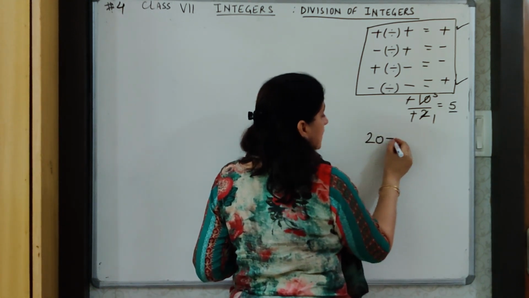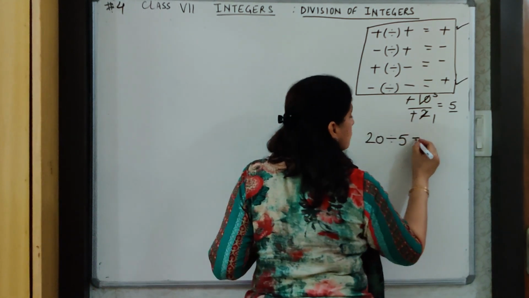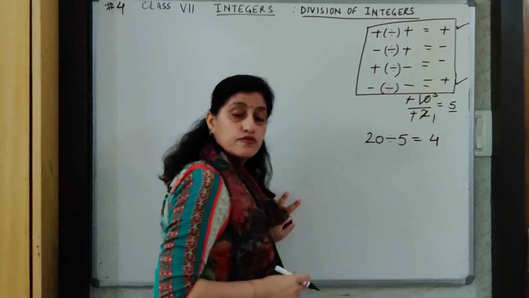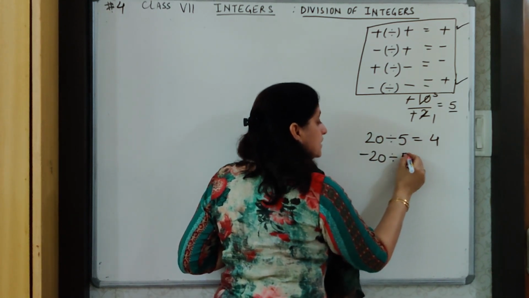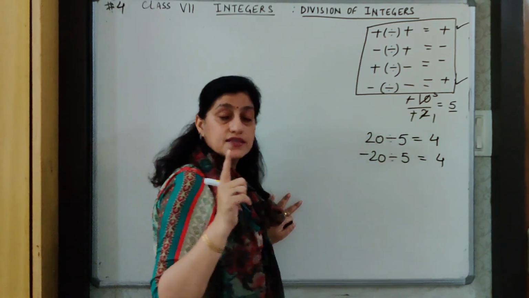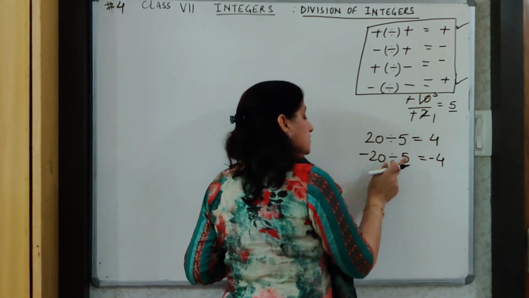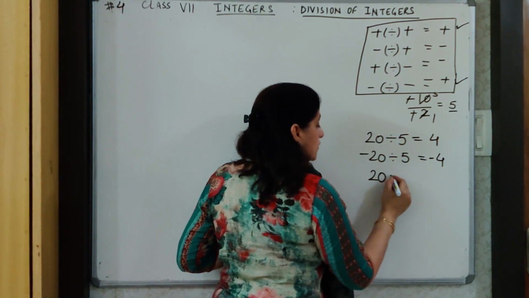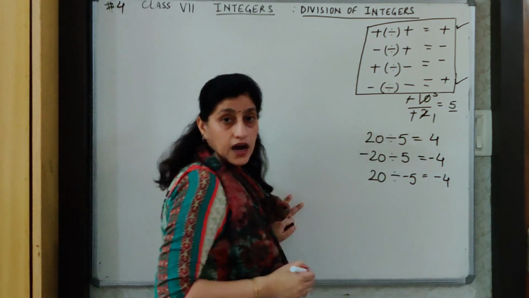Suppose I have the first and the second integer both as positive, the result will also be positive. 20 divided by 5 is 4. If my first integer is negative and the second integer is positive, then the result is 4 and the sign will be minus, because we are dividing one positive and one negative integer. The other way around also, the first one positive, the second one negative will also give me a negative answer.